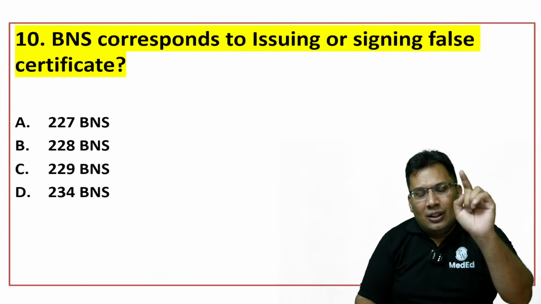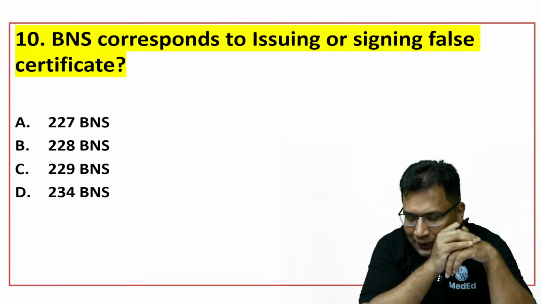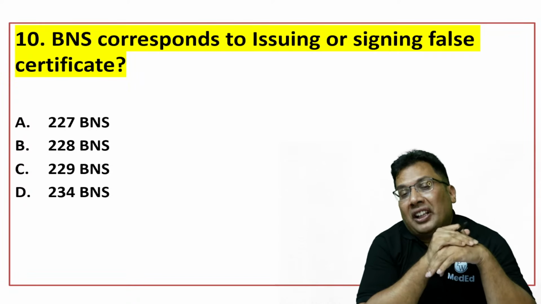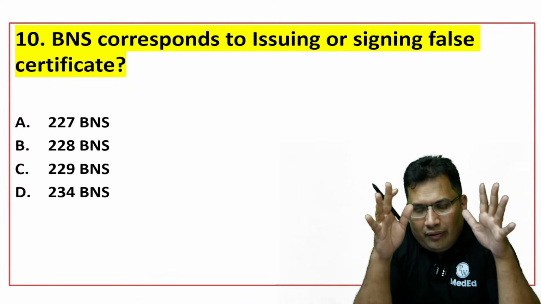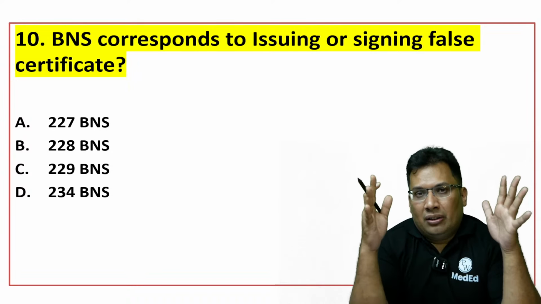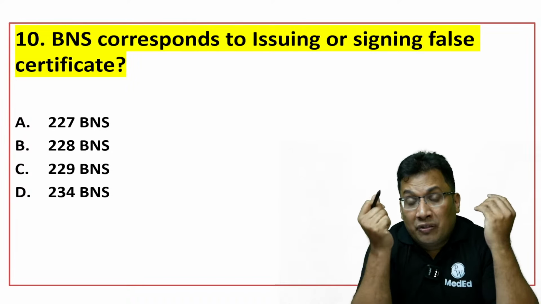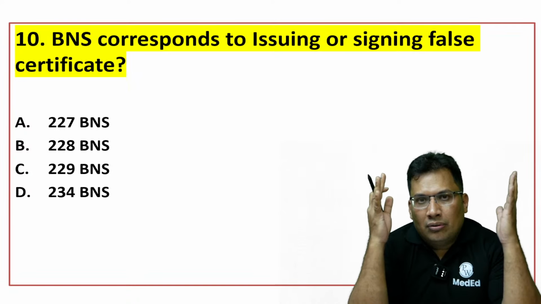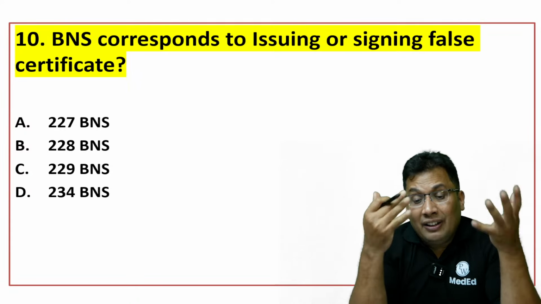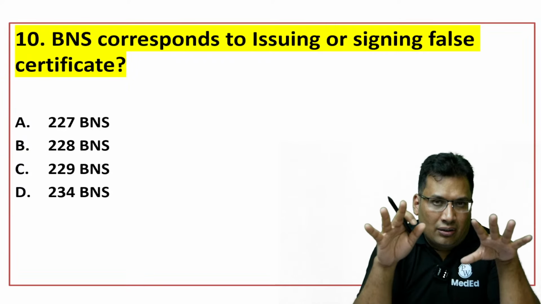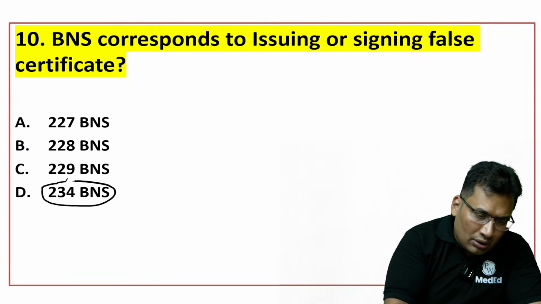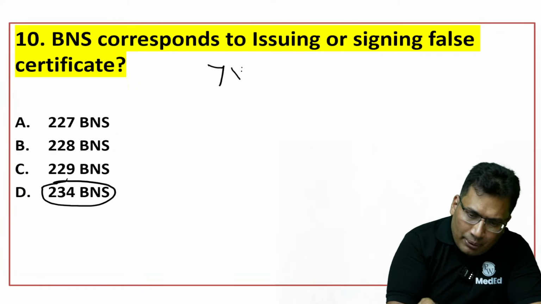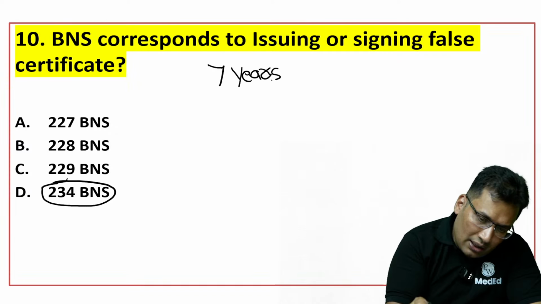And the last one. BNS corresponds to issuing or signing false certificate. Like for example, one person will come and he will ask you to give some false wound certificate. Sir, एक wound certificate दे दो, I'll give you 5,000 rupees. Okay, so giving or signing false certificate is punishable under 234 है. Punishment है 7 years of imprisonment. याद रखना पड़ेगा. 7 years.